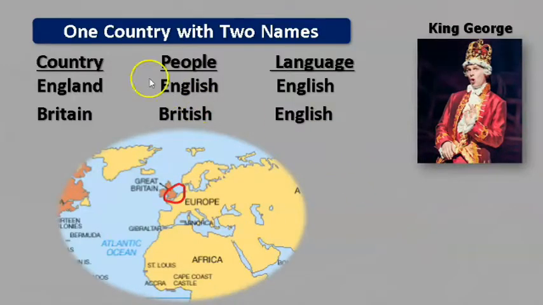By the way, we have one country with two names. The country is here. It's called England, also Britain. Same country, or Great Britain. The people are the English or the British. Same people. And the language is English.